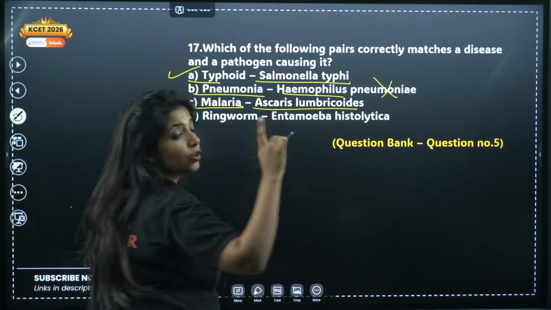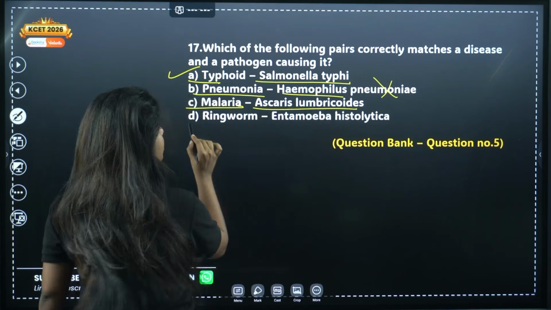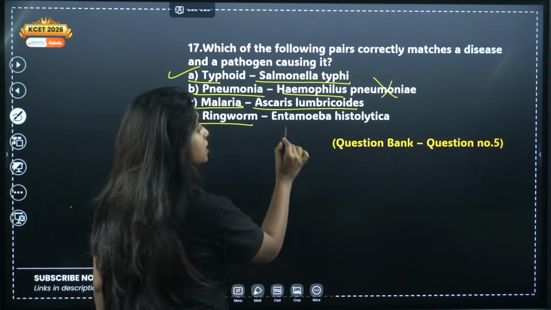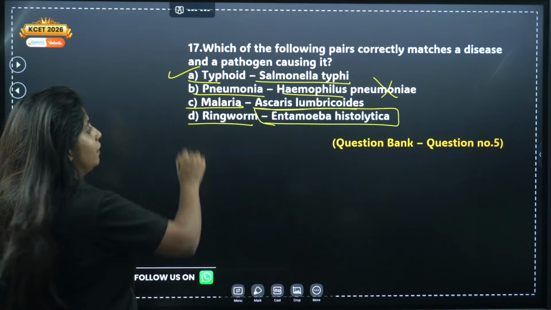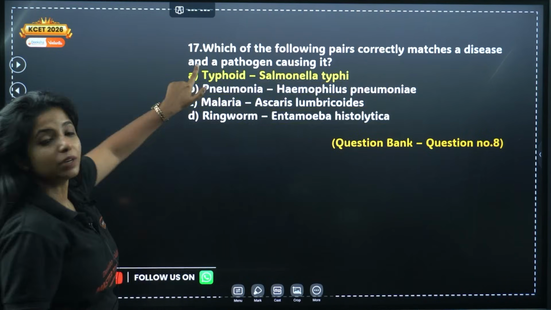Malaria is caused by Plasmodium. Ascaris lumbricoides causes what? Ascariasis. Ringworm is caused by a fungus. Here Entamoeba histolytica is being mentioned. It causes amoebiasis, which is why your only answer for this question becomes A.